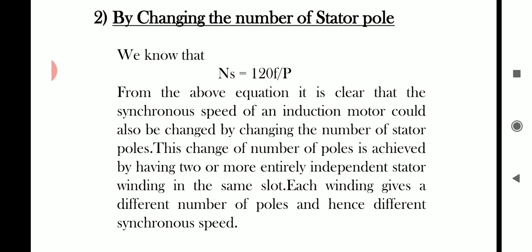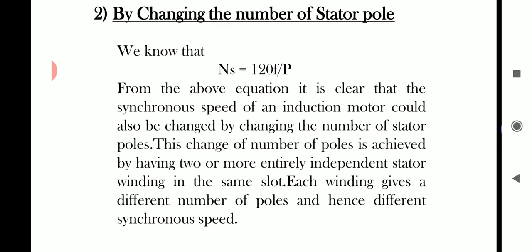Okay, so that is written over here. From the above equation it is clear that the synchronous speed of induction motor could also be changed by changing the number of stator poles. This change of number of poles is achieved by having two or more entirely independent stator winding in the same slot. Now after design we can't change the value of number of poles. If the machine is designed for 4 pole, then 4 pole remains constant.